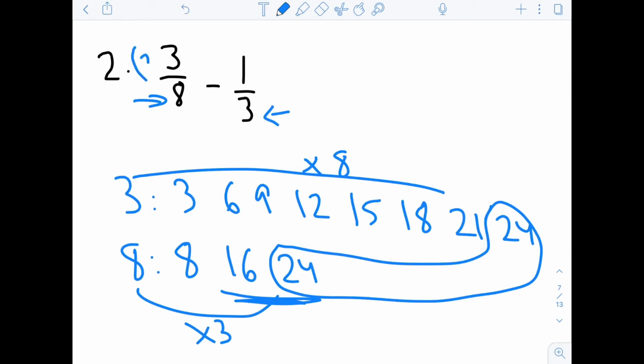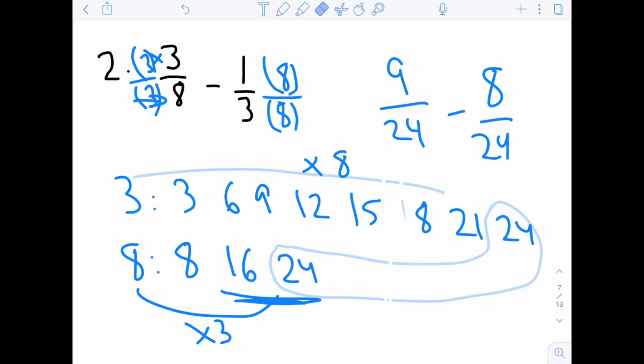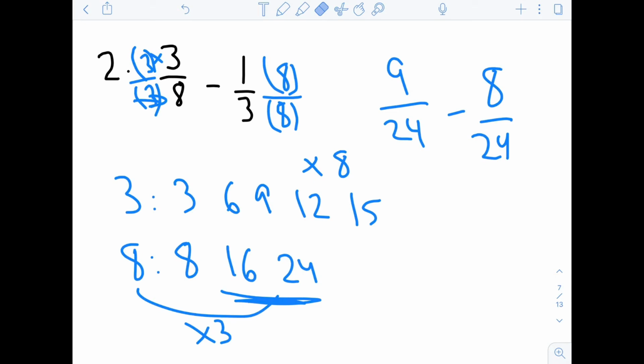So this is multiplied by 3 over 3, and this is multiplied by 8 over 8. So 3 times 3 is 9. 8 times 3 is 24. Minus 1 times 8 is 8. And 3 times 8 is 24. So if you subtract these, 9 minus 8 is 1. So the answer is 1/24.